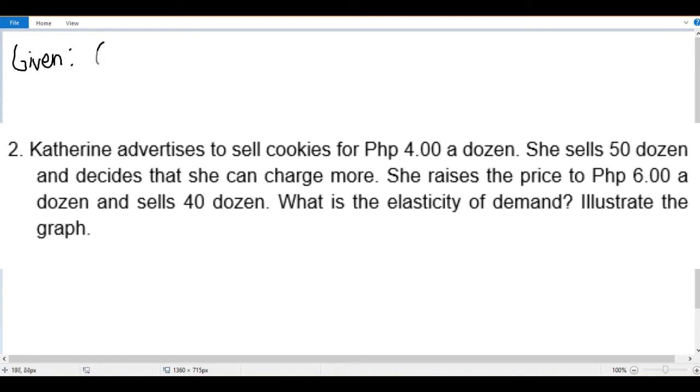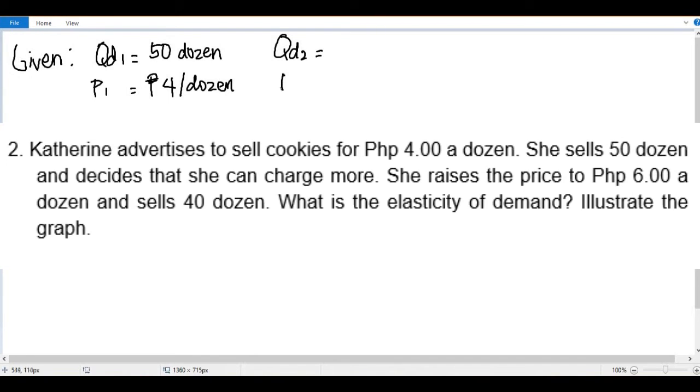Okay, anyway. So, given, we have QD1 and P1. QD1 is equal to 50 dozen. Hindi ko na siya minultiply ng 12 kasi yun naman yung numerical equivalence niya. And then P1, you have 4, at 4 pesos a dozen. Kaya daw niyang magbenta ng 50 dozen.